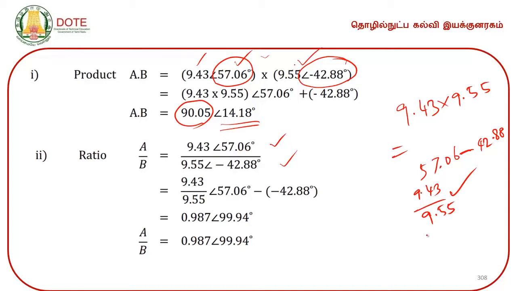For the angle, what you need to do is subtract the angle, that is numerator angle minus denominator angle. Numerator angle is 57.06 minus what is the denominator angle? It is minus 42.88. So, this minus minus becomes plus. So, when you add this you will get 99.94.